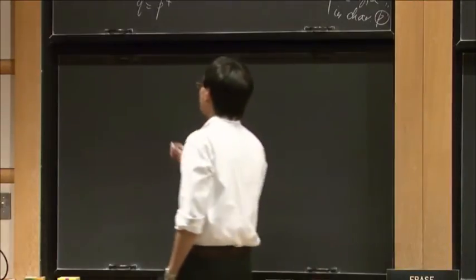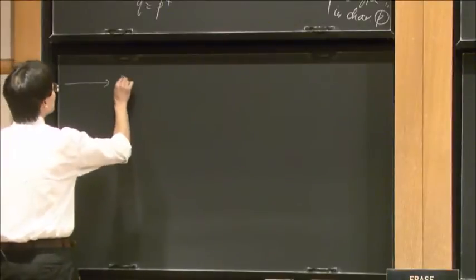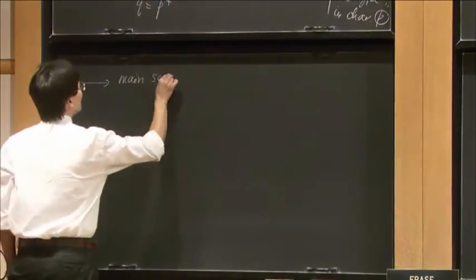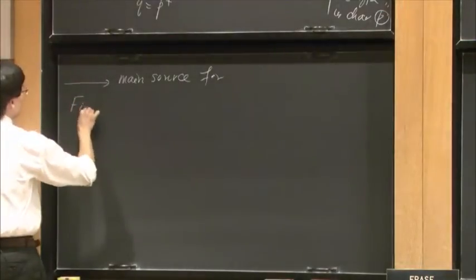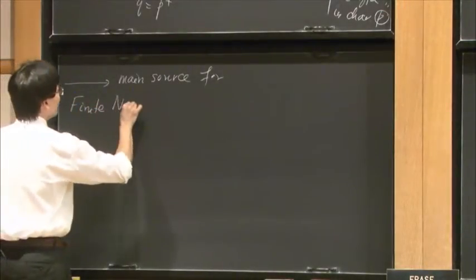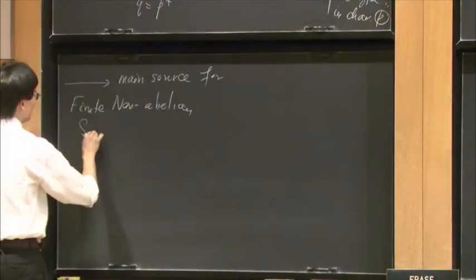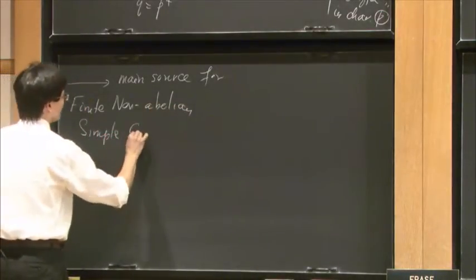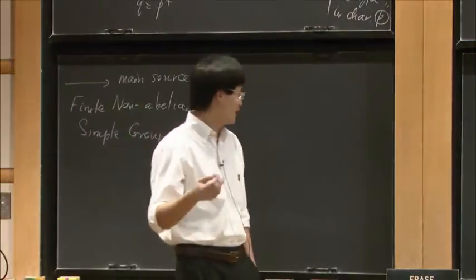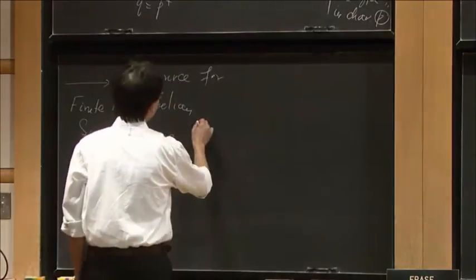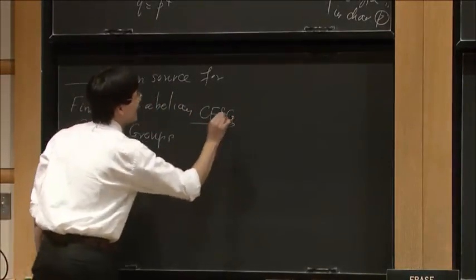Now, of course, you know that the finite groups of Lie type provide the main source for the finite non-abelian simple groups. Okay, and this is the classification theorem, and you may or may not believe in it. But I believe in it.